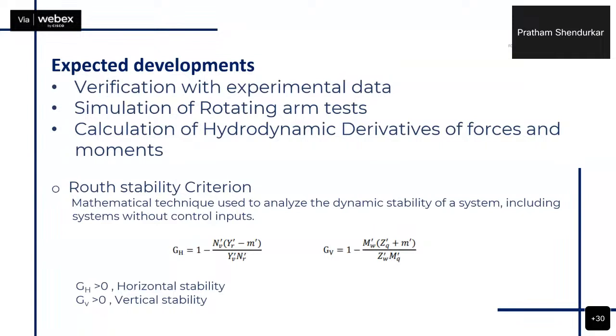We'll use these results in the root stability criteria, which is a function of these derivatives, and we will conclude the stability of the AOV, whether it is stable horizontally or vertically or not.